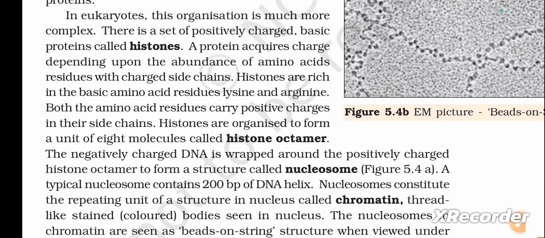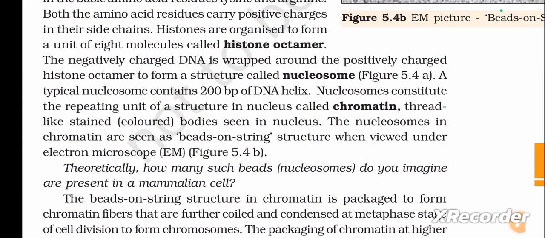The figure you can see in 5.4a. A typical nucleosome contains 200 base pairs of DNA helix. Nucleosomes constitute the repeating unit of a structure in the nucleus called chromatin, thread-like stained or colored bodies seen in the nucleus. The nucleosomes in chromatin are seen as beads on string structure when viewed under the electron microscope, figure 5.4b.